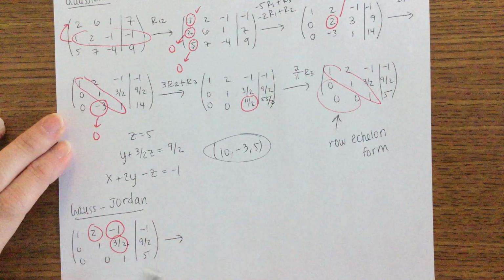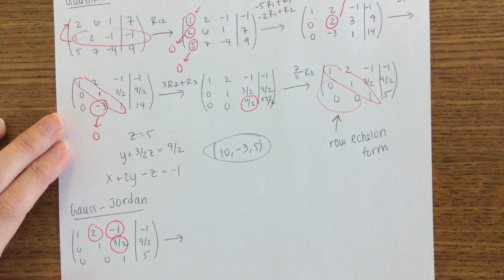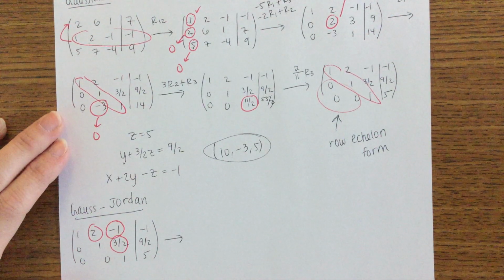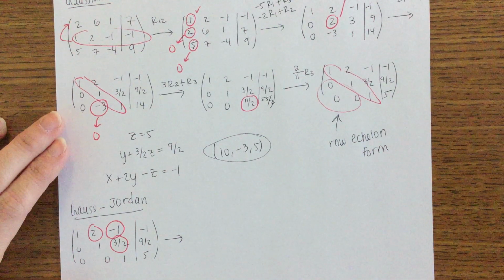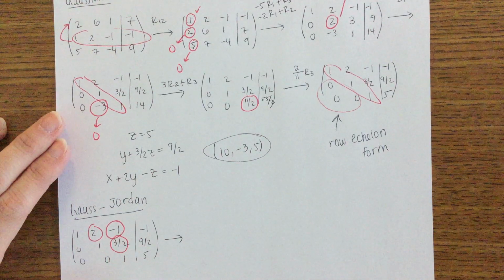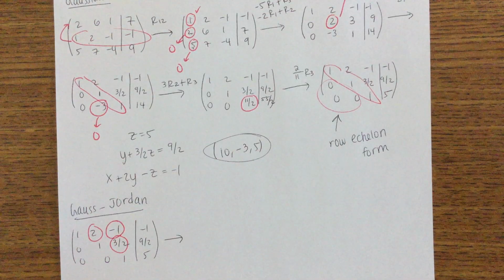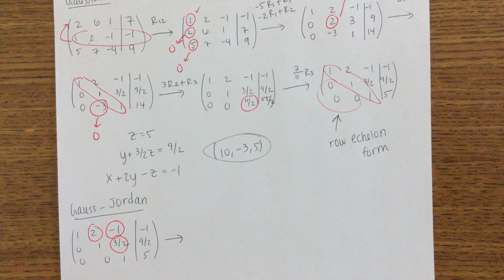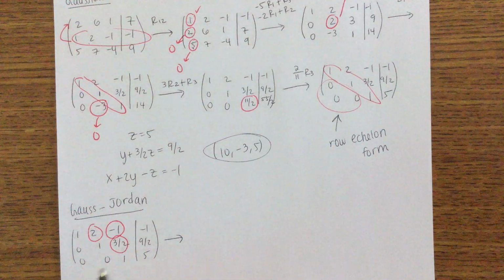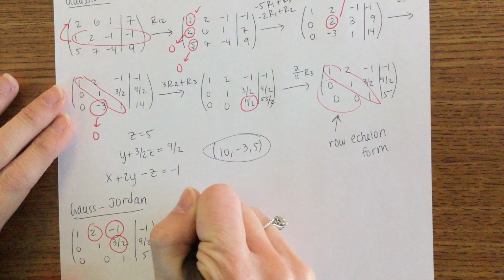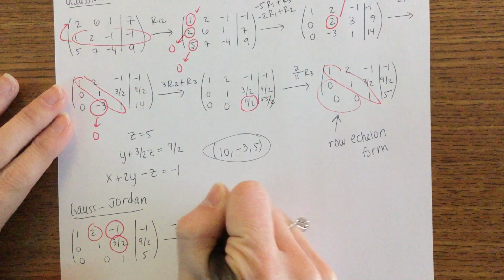Let's focus on the second row first. How can I get rid of that 3 over 2? Multiply row 1 by 2 over 2. Or no, that would make... You can multiply the bottom by negative 2. Row 3 by negative 2. Don't I want to multiply the bottom row by negative 3 over 2? Right? Okay. Whew. So negative 3 over 2 times row 3, I'm going to add that to row 2.